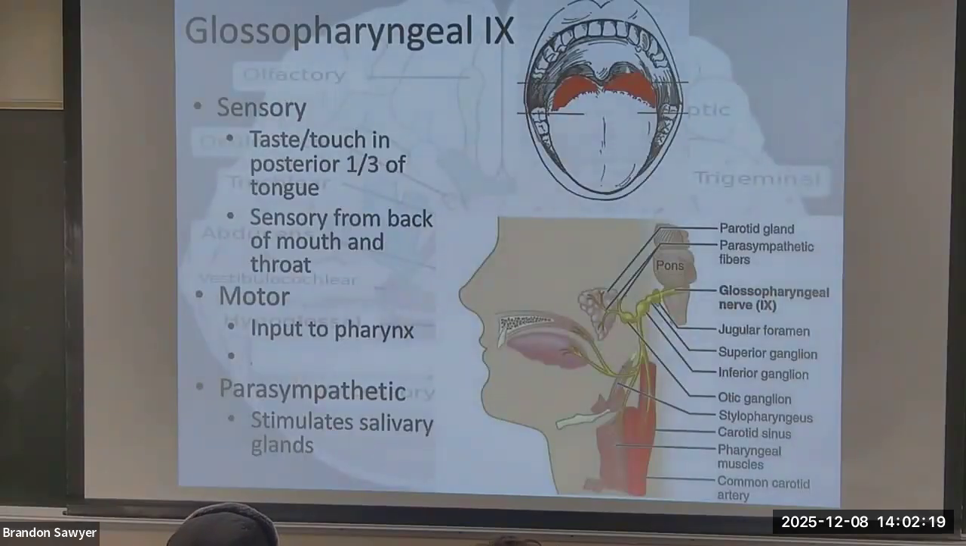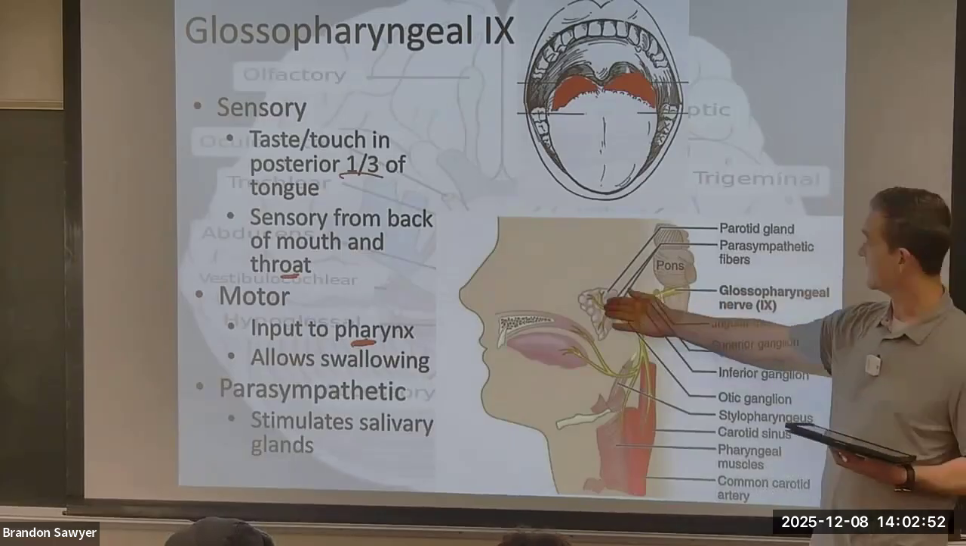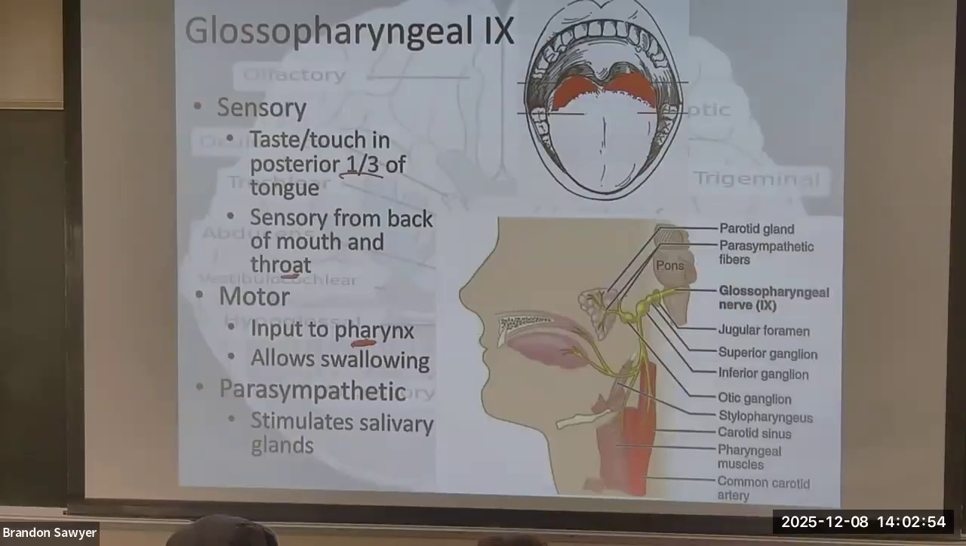Number 9 is the glossopharyngeal nerve. So the glossopharyngeal nerve innervates the back part of the tongue, the part that wasn't innervated by the facial nerve, so the posterior 1/3. And then some in the throat as well. We have some taste receptors in our throat and on the roof of our mouth. Those are innervated by the glossopharyngeal nerve as well. And then it does motor input to our throat as well. Our pharynx is our throat. That helps us with swallowing, and then also stimulates some of our salivary glands as well. We can see those salivary glands right here being innervated by the glossopharyngeal nerve.